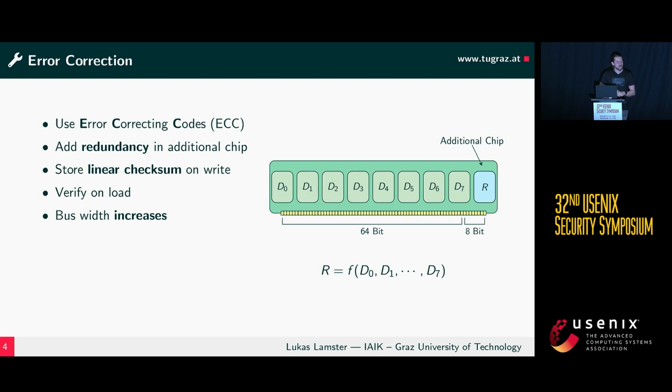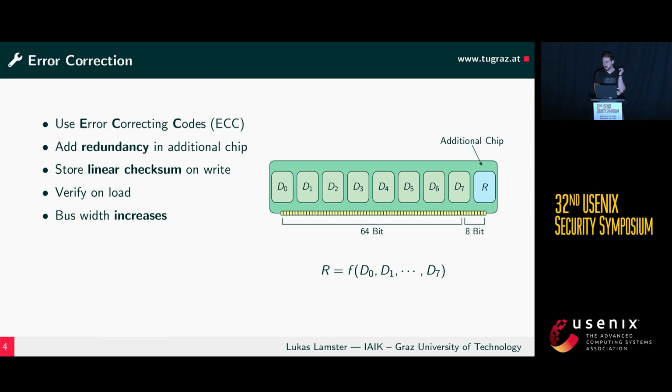But these DRAM faults are the reason why we use error-correcting codes in DRAM. And how that works is we add an additional or two additional redundant chips on the DRAM module. And these chips are used to store a checksum that is computed over the data that we write to DRAM. And we use this linear checksum to verify each time we read from DRAM that the data that we just read did not experience a fault. In the case that we find that there was a fault, we can sometimes correct it, but not all of the time. And if we read from DRAM and do not see a mismatch in this checksum, then we have to assume that no fault occurred.